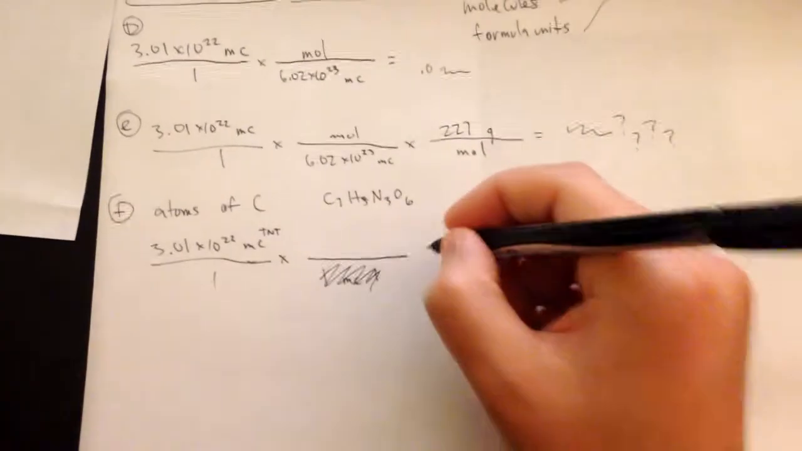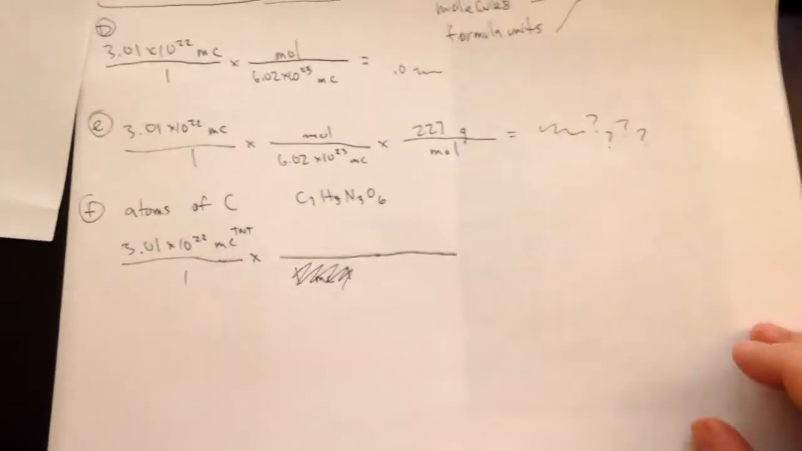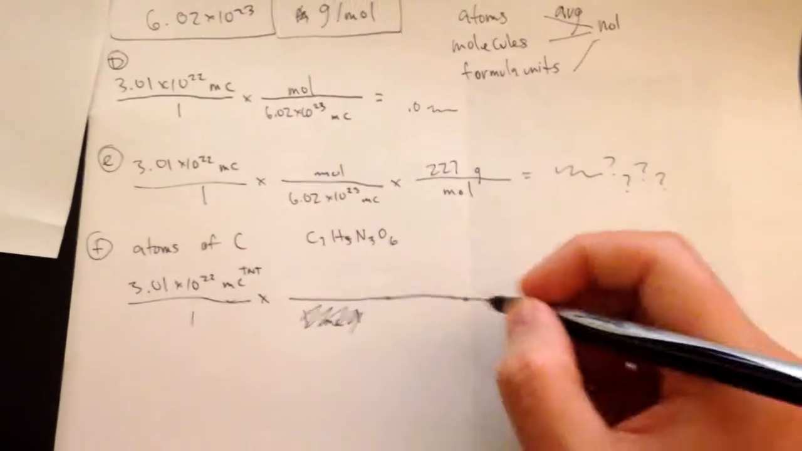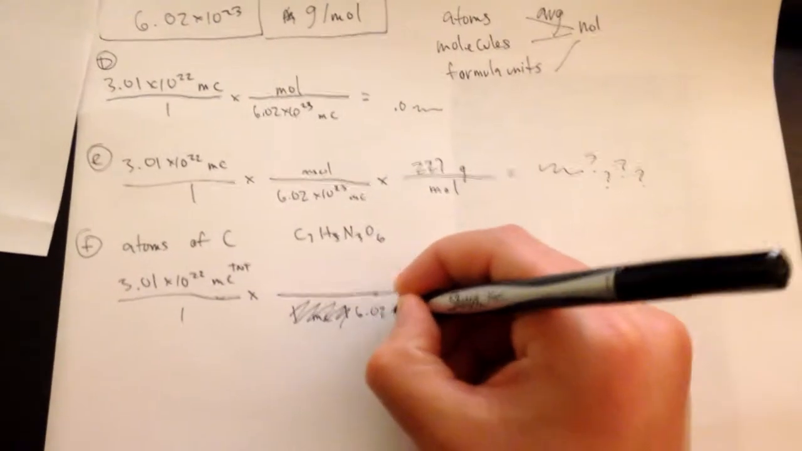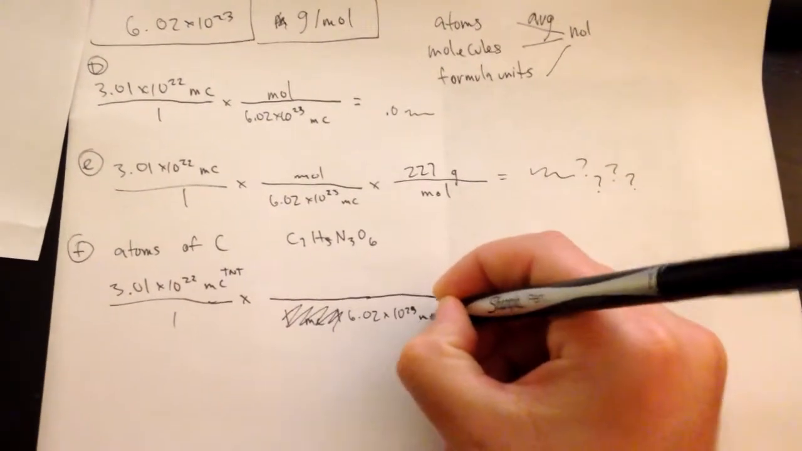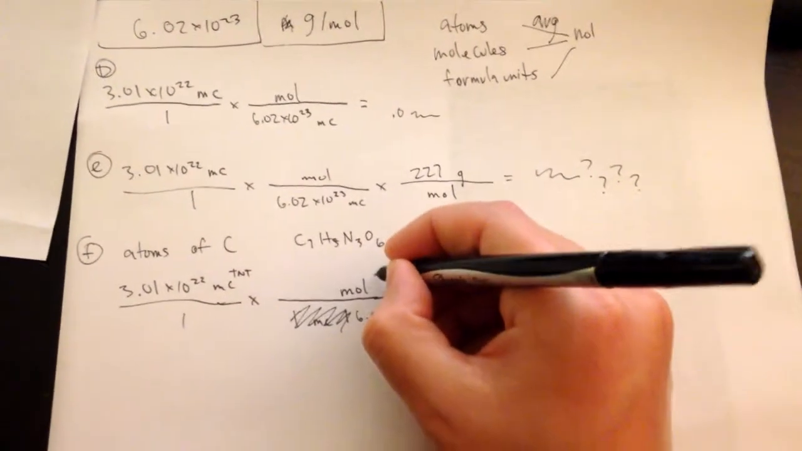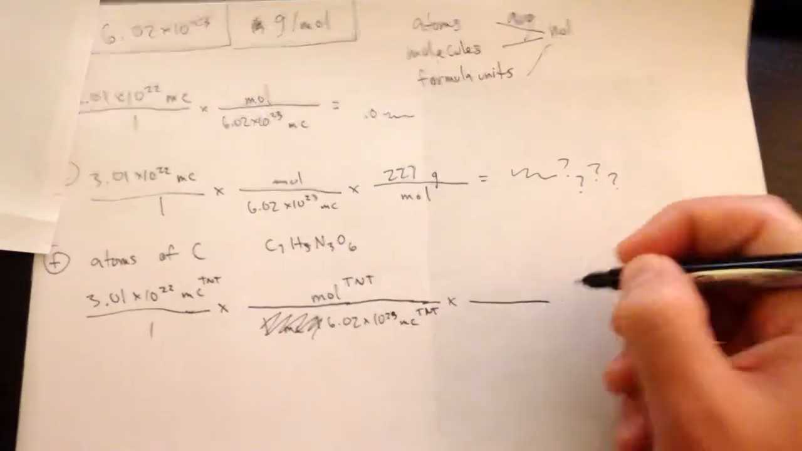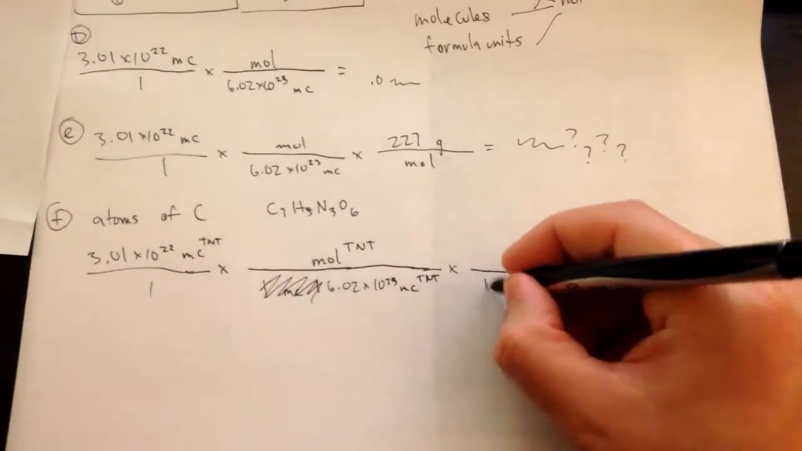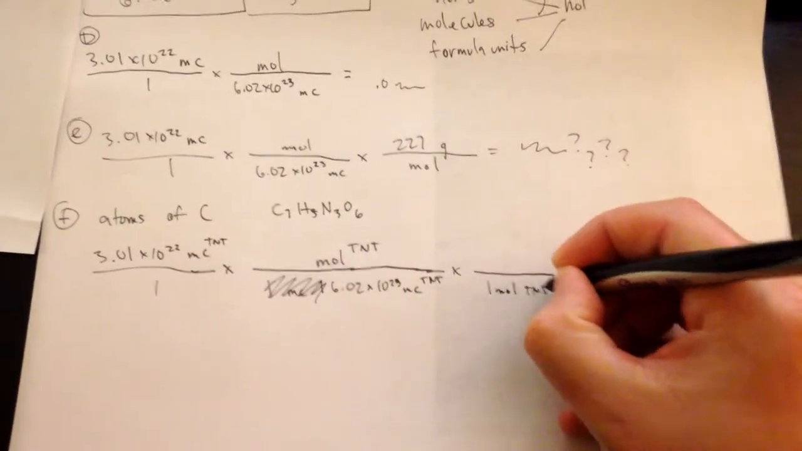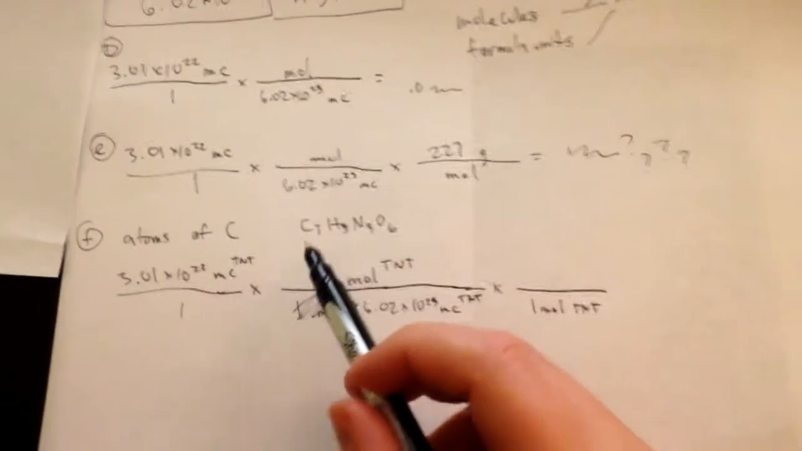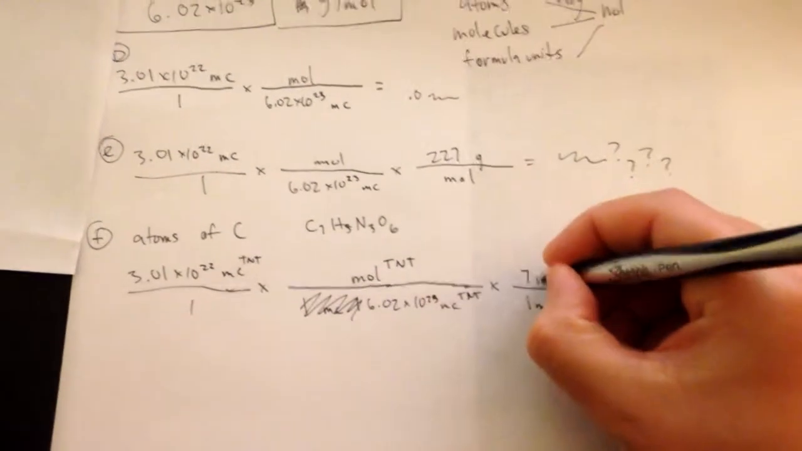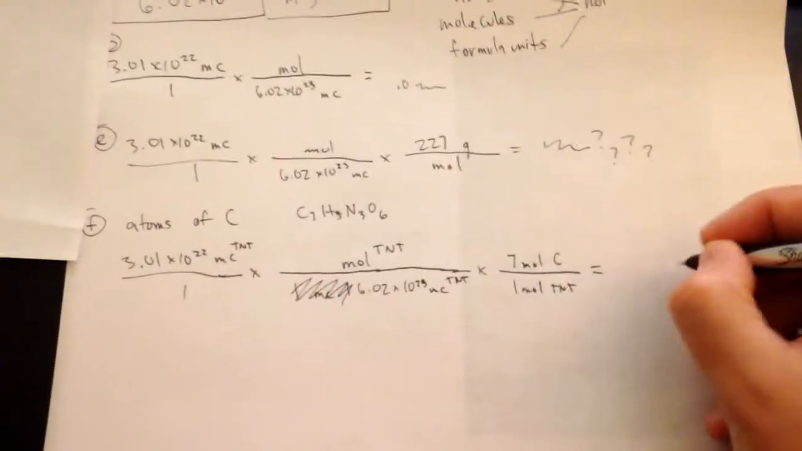Forget everything I just said. First, we're going to convert this from molecules to moles using Avogadro's. Moles of TNT. And now, in 1 mole of TNT, how many moles of C do you have? Well, you look right here. How many C's do you have in that TNT? You've got 7. You've got 7 moles of C, and bam, is that easy?